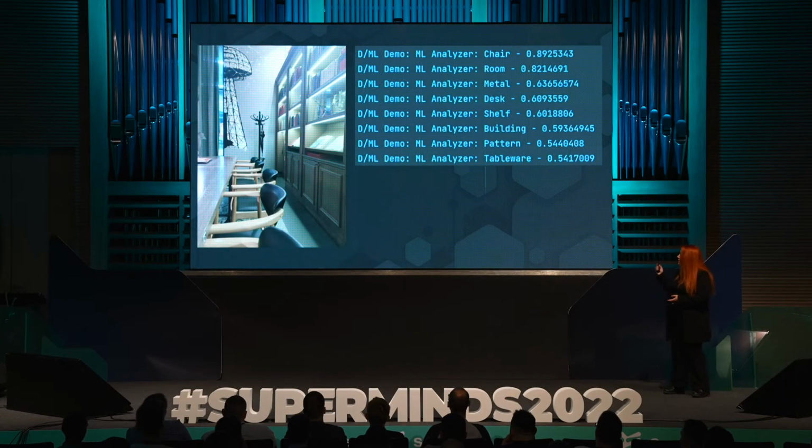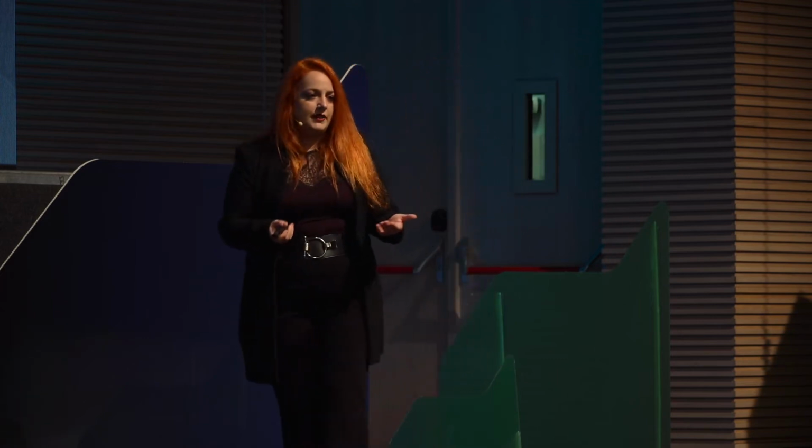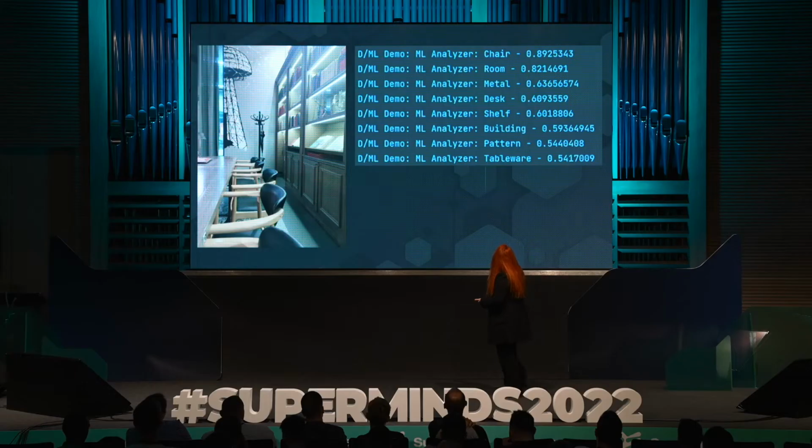For this image, those would be the results that come back to us. It recognizes that it has chairs, it has a room, it has metals, it has desks. And here we can also see on the right side the confidence score. The confidence score is how sure the machine learning model is that this is actually a chair. So we can say that it's 89% confident that this is indeed a chair. But it's only 54% sure about the pattern because it's in the background.